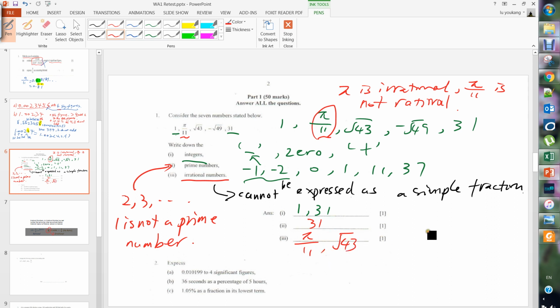Then what about this negative 49? Actually, you can simplify it. You get negative 7, right? So negative 7 is what? Negative 7 is an integer, right? It's a negative integer.